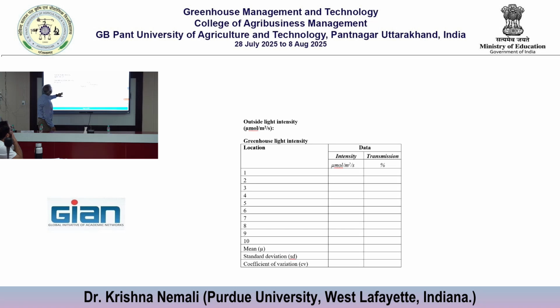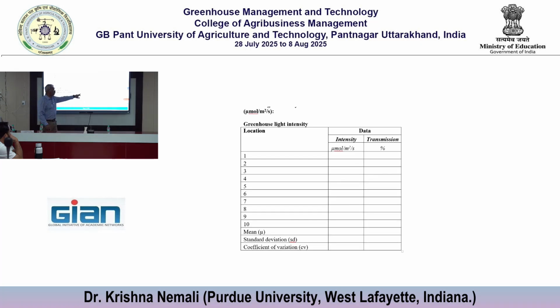And then you see here outside light intensity. Measure it outside before you go into the greenhouse, at 2 or 3 locations, take an average, and calculate transmission percentage at the different locations. After that, you calculate the mean, standard deviation, and coefficient of variation, and come back sometime in August, the 5th or 6th or 7th. Let's see how variable that greenhouse is in transmitting light.